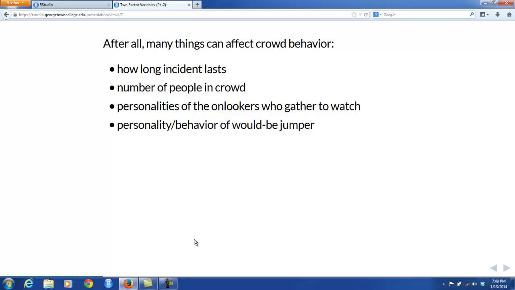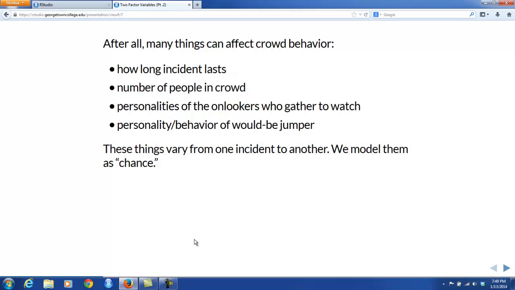I hate to say this, but maybe even the personality or behavior of the would-be jumper could be a factor. Maybe an especially dorky or awkward jumper might draw out various kinds of impolite behavior from a crowd that ordinarily wouldn't be so rude to other sorts of jumpers. So all of these things, the things we have listed, and many other factors that we haven't thought of yet, vary from one incident to another, even if the weather is the same.